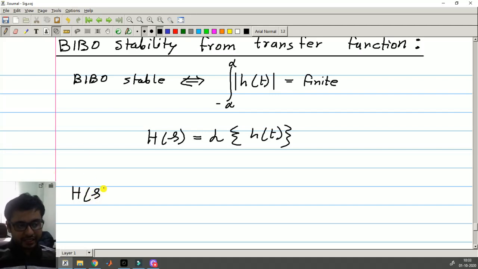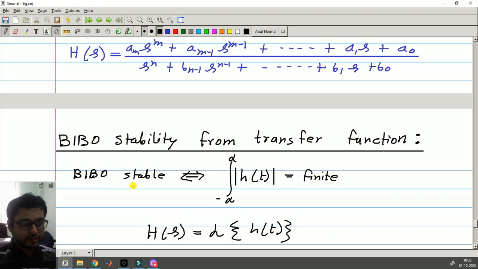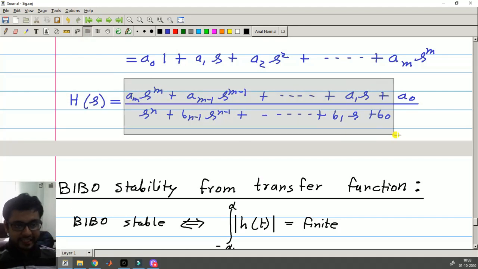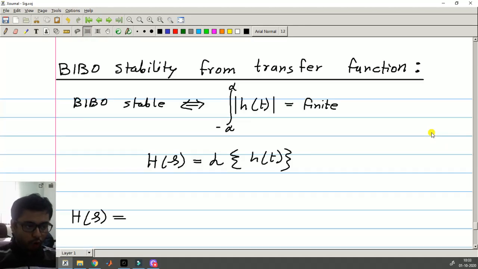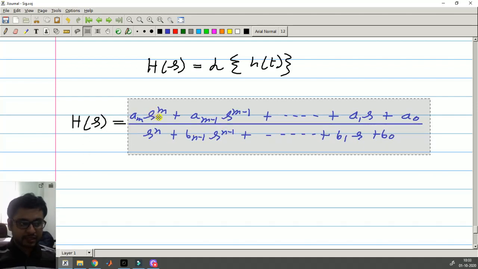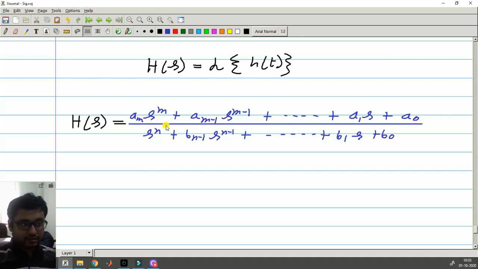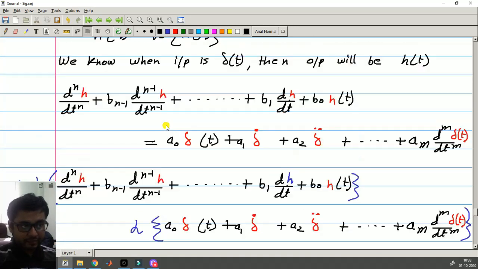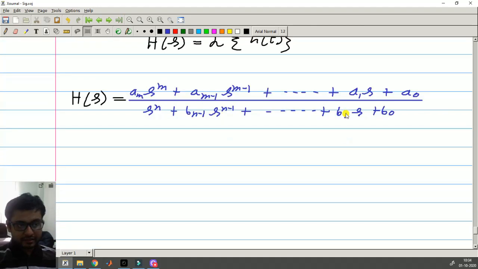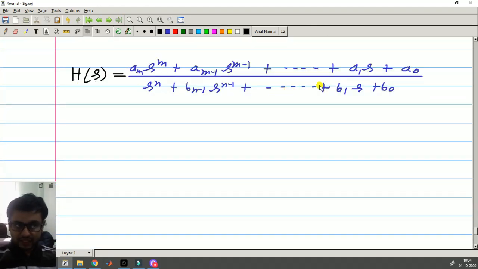We have seen that H(s) is given by this, the ratio of two polynomials of s, where the original system is described by this differential equation. Then this is the transfer function, and from this we want to predict the stability of the system.